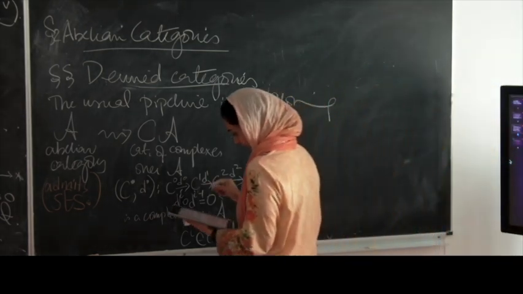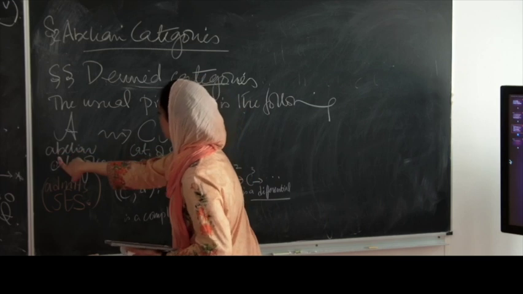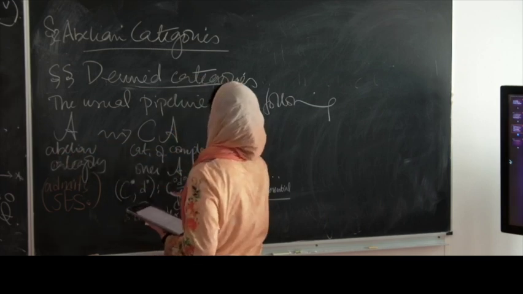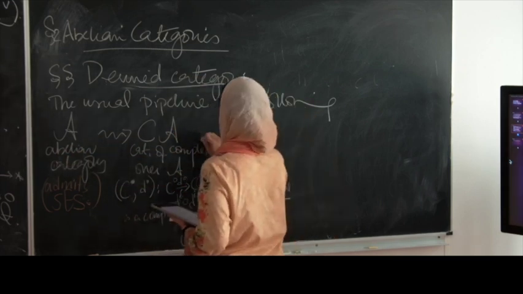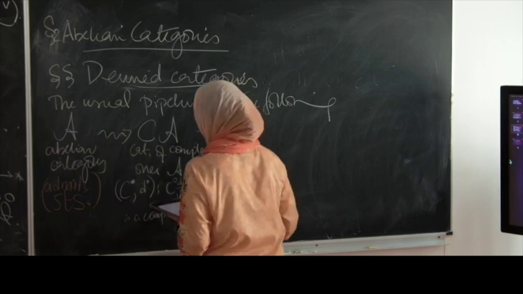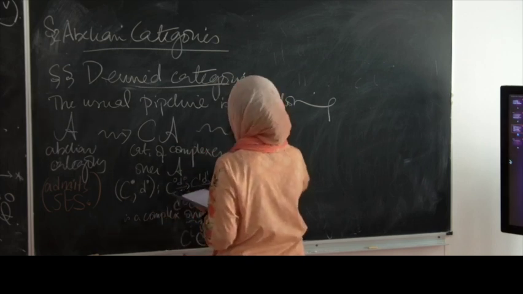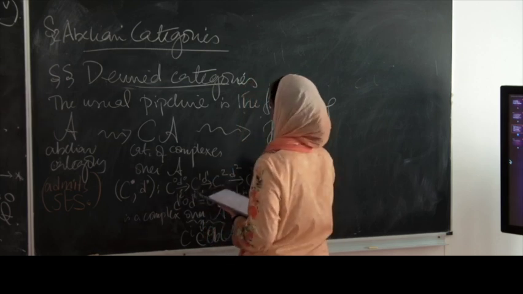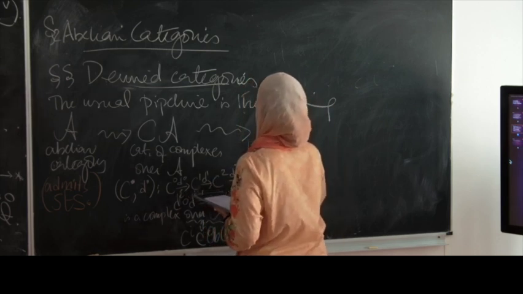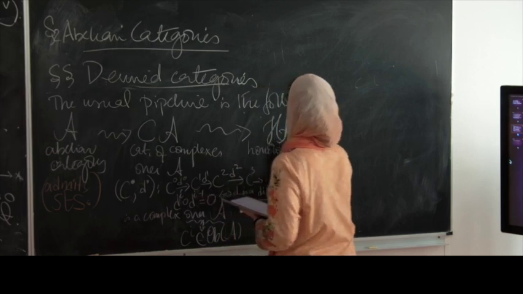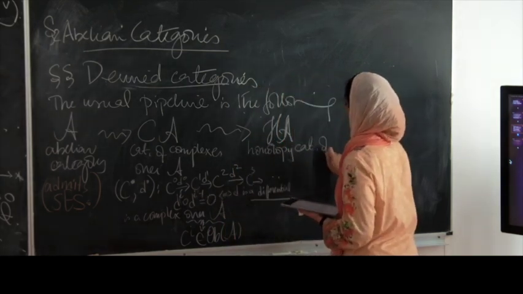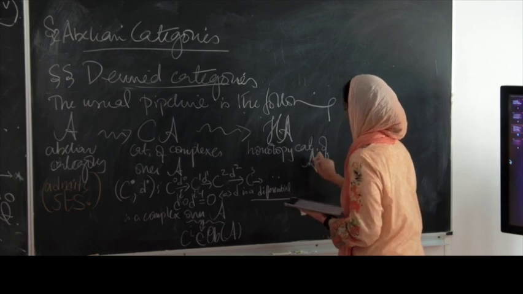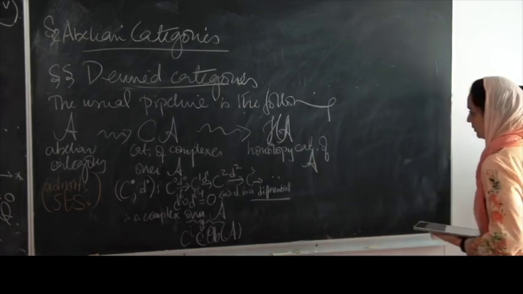Okay. So we started with an abelian category, we got to the category of complexes over A, and now we're going to go to the homotopy category of A that we started out with.